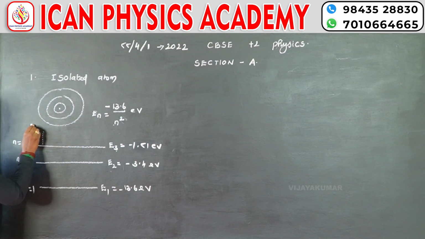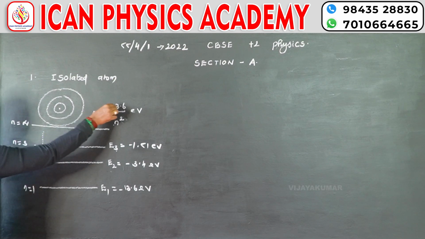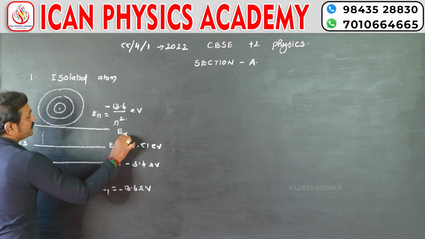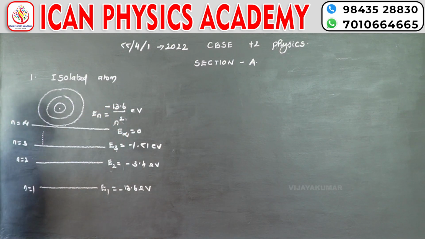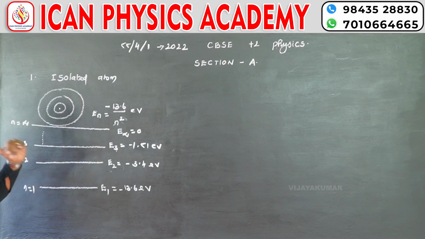Like that it goes up to n equal to infinity. Something divided by infinity becomes 0, so the energy at infinity is 0. These are all the energy levels.